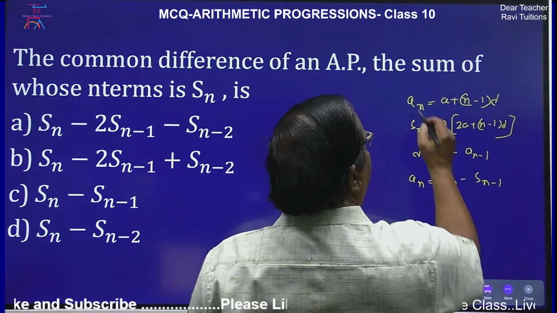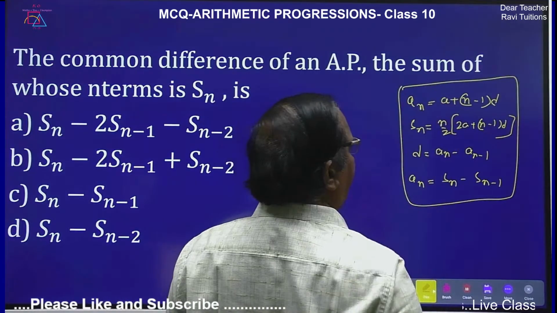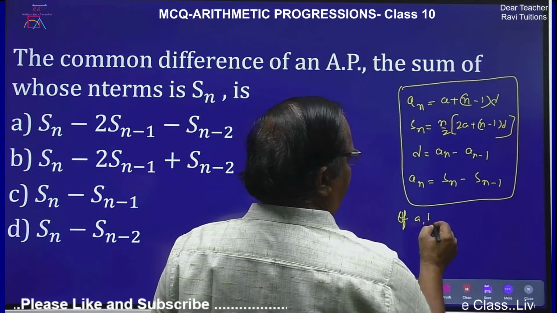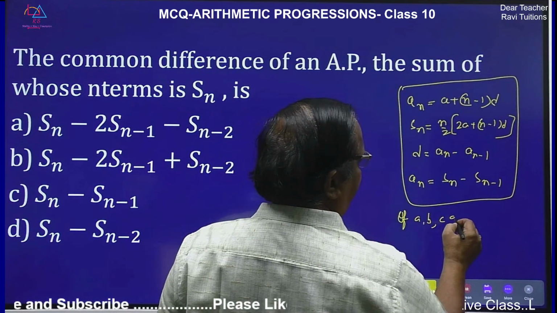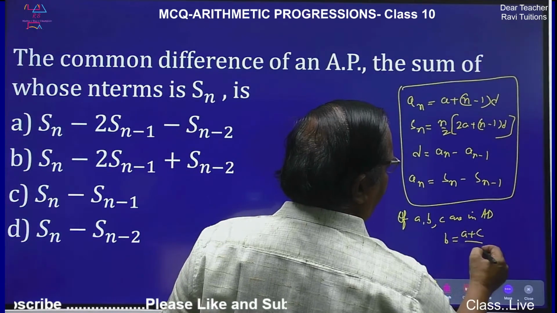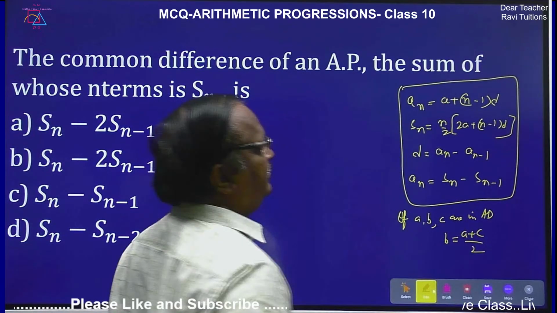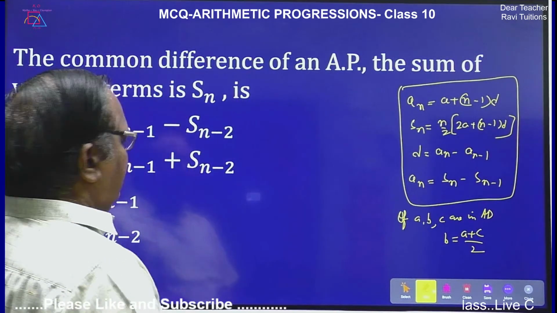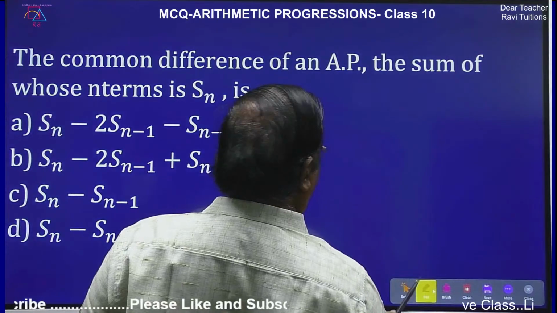These are only the formulas. Also you can remember, if A, B, C are in AP, then B is equal to (A plus C) by 2. So that also you can have like a formula. Okay. So now let us go to the next question.